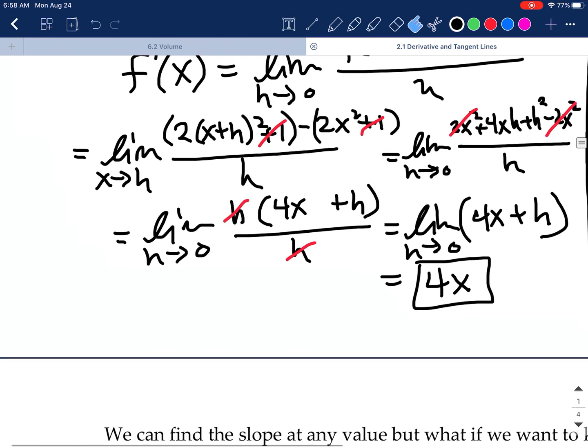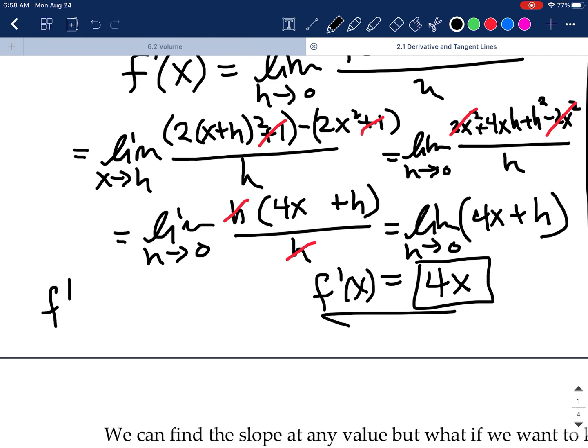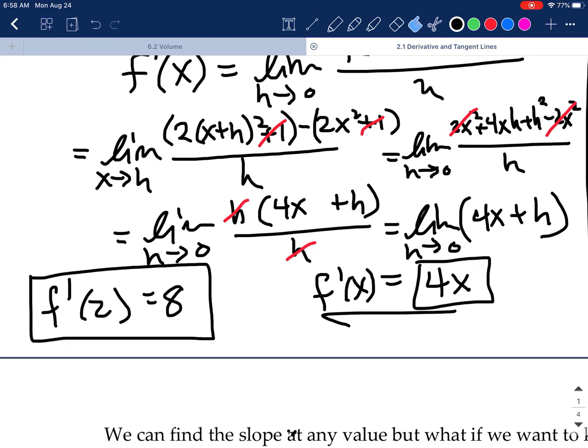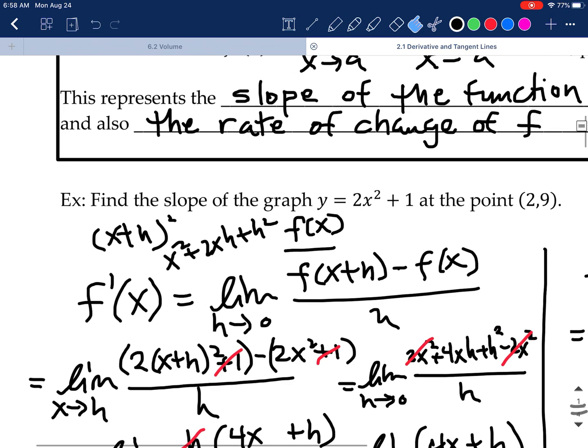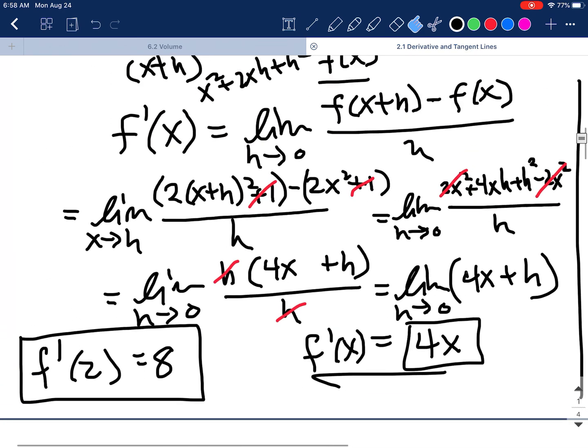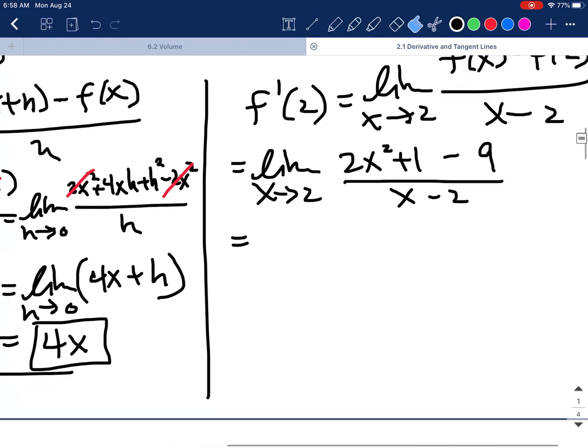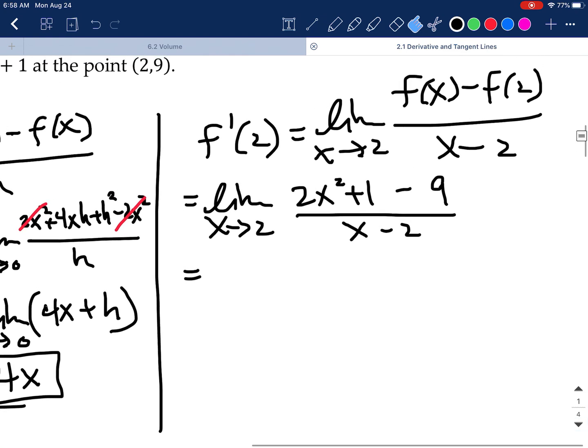Okay. So that would mean at 2, right? So this is f prime of x. Then f prime of 2 is going to equal 4 times 2, which is 8. So that looks like it's going to be the slope. We want to find the slope of the graph only, so we could also find the tangent line at that point if we wanted to, but we don't need to yet. So f prime of 2 is 8. So let's check this with the limit and see what we get.